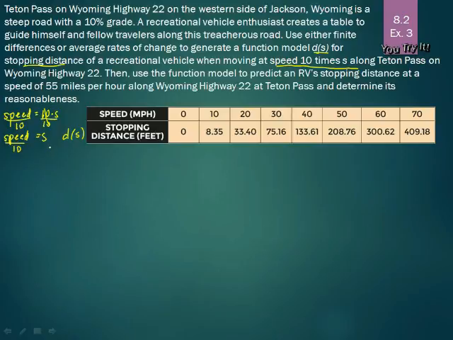And so then to actually find the independent variable, which would then be s, we would just take each of these speeds and divide by 10. So 0 divided by 10 is just 0, 10 divided by 10 is 1, 20 divided by 10 is 2, and so on. And so now we can go ahead and look at our table and just note that all of the s values are increasing. Also, the stopping distance, d of s, is also increasing.